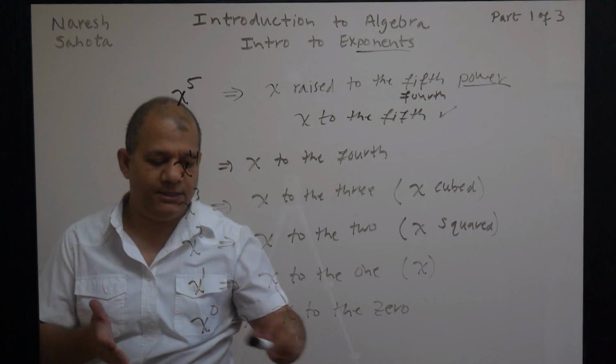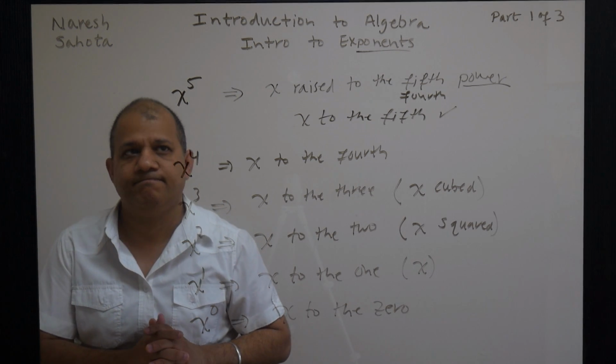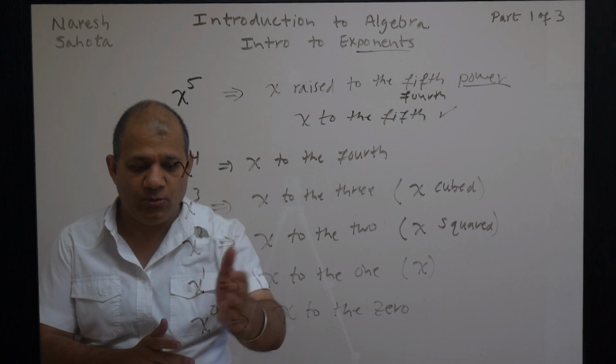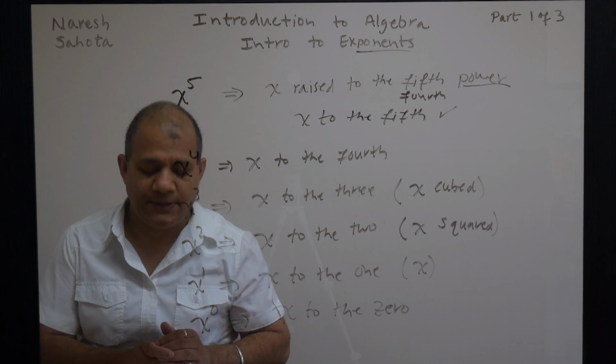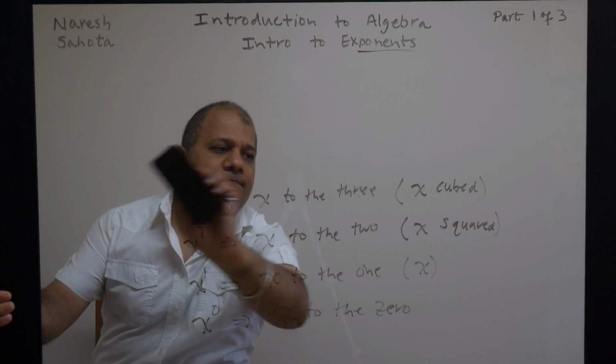So that's how we read. We're given a base with an exponent. This is how you would pronounce x to the power, x to the 5th, x to the 4, x cubed, x squared, x to the 1, x to the 0. All right? Okay, so let's move on.